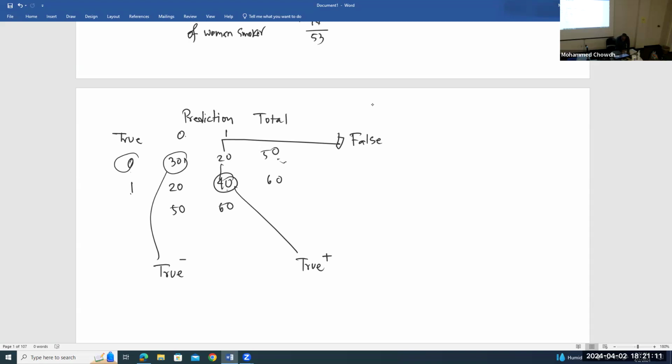These 20% do not have a disease, right? But predictions found them as a disease, right? So this is called the false positive, right? Are you understanding? And this is called false negative, right? Are you okay?